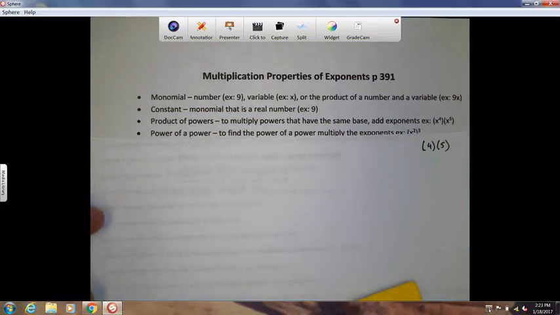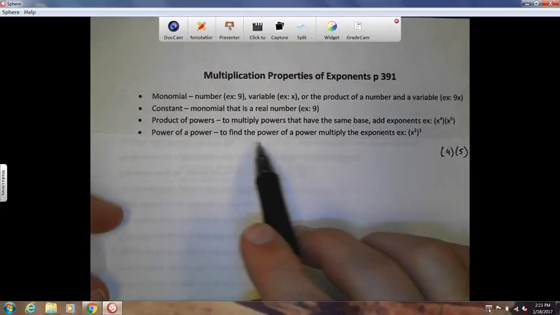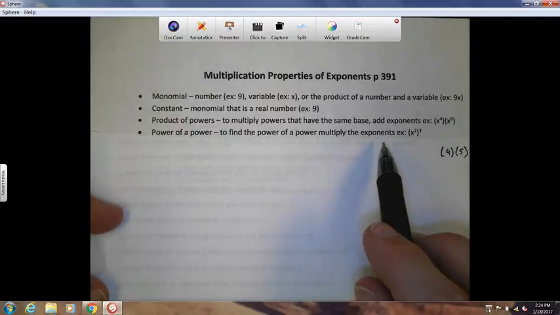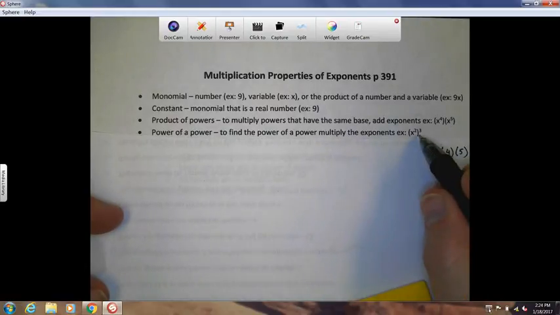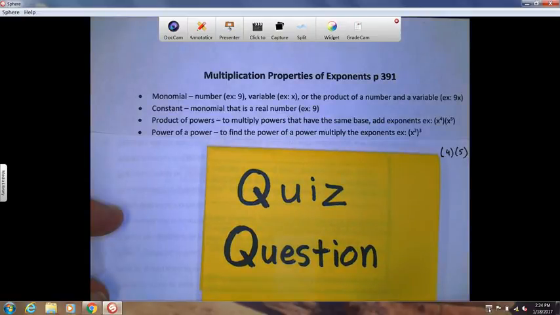The next thing is power of a power. To find the power, multiply the exponents. So here, notice the difference. See how in this case I have 2 powers with the base of x? Because I'm multiplying these two, but here I don't have that. There's only one base. So I multiply those, and it's x to the 6th. Okay, knowing power of a power is also a quiz question.